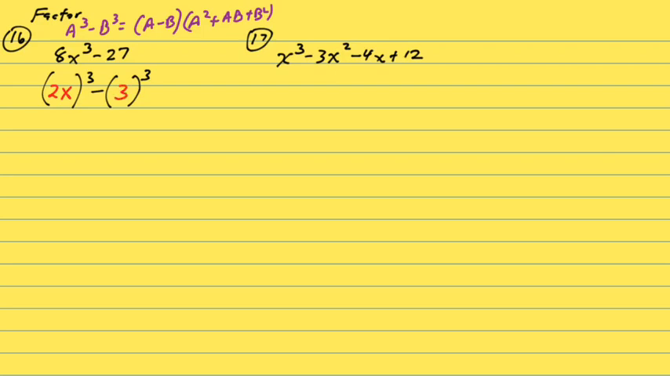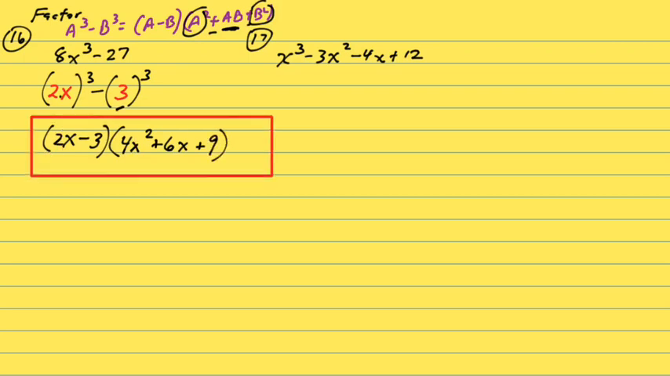3. So I'm going to take this formula and realize that the a is 2x and the b is 3. So if I have a minus b, it would be 2x minus 3. A squared, if a is 2x, you square it, you get 4x squared. Plus is part of the formula, a times b, that's 2x times 3, which is 6x. Plus, again, is part of the formula, b squared. If b is 3, b squared is 9. And you should have that factored.